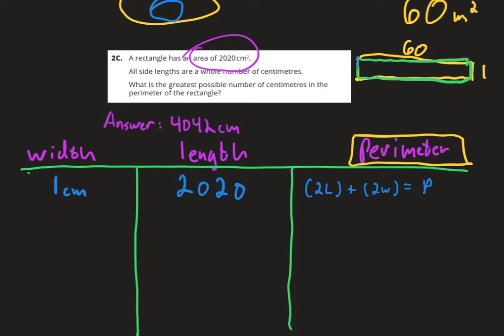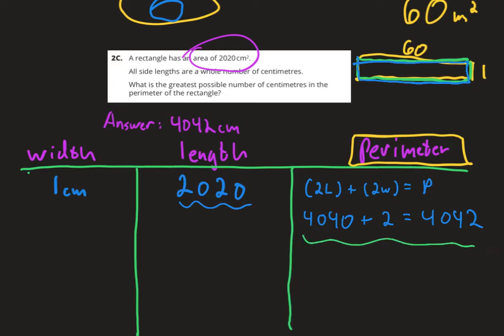Remember, perimeter is like all the way around. The fence around the garden, the fence around the garden in Minecraft, for those of you that like Minecraft. So double the length. I've got to double 2020. Well, that's easy. 4040 plus double the width. Well, that's easy. Double 1 is 2. And then I add these together. I get 4,042. And I actually stopped there and said, oh, I think I've just got my answer. And yes, I do. I didn't have to go anywhere else.